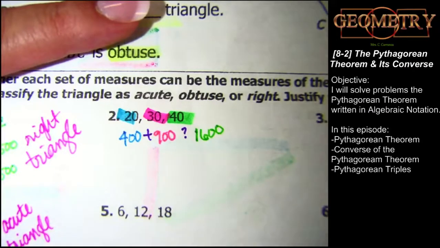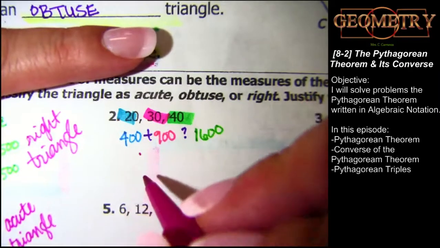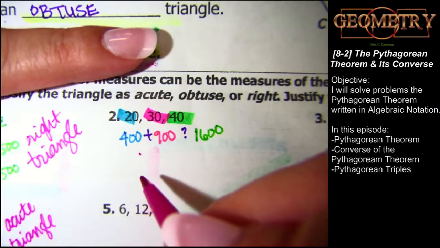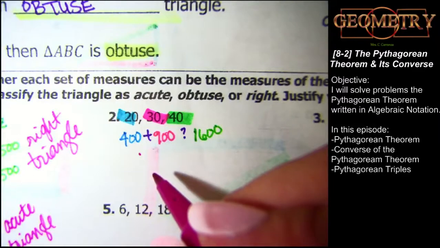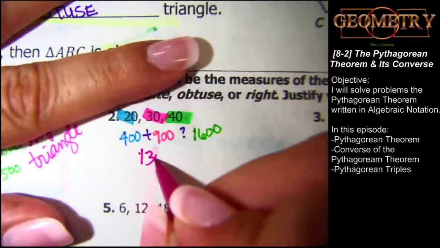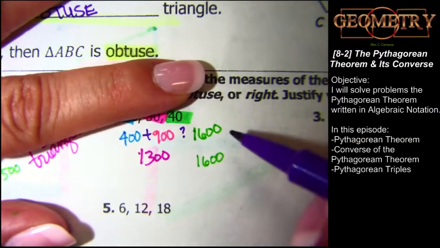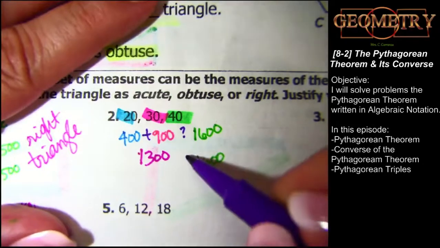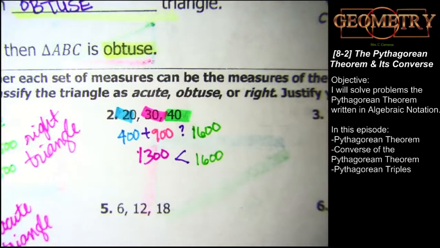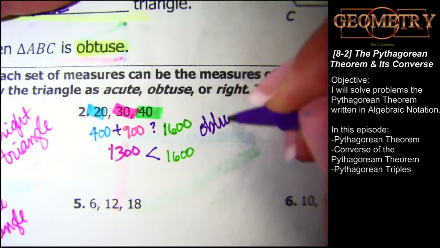All right. 400 plus 900 is, 1200? 900, 1000, 1100, 1200, 1300. 1300 has some relationship to 1600. What is that relationship? Which one's bigger? Yeah, the 1600, the c squared, is bigger than 1300, the sum of the squares of the other two sides, which means this is an obtuse triangle. Very good.